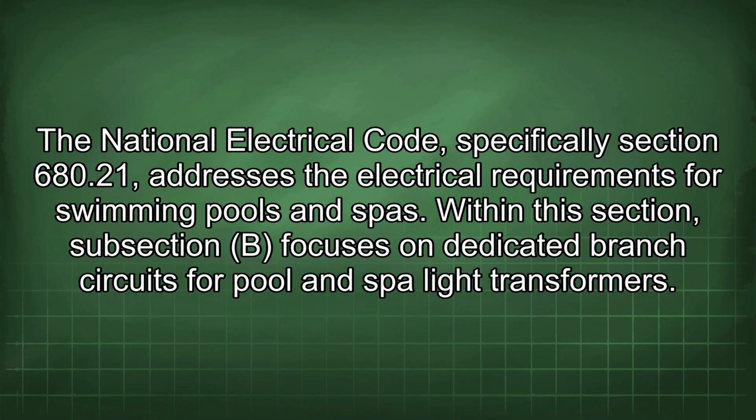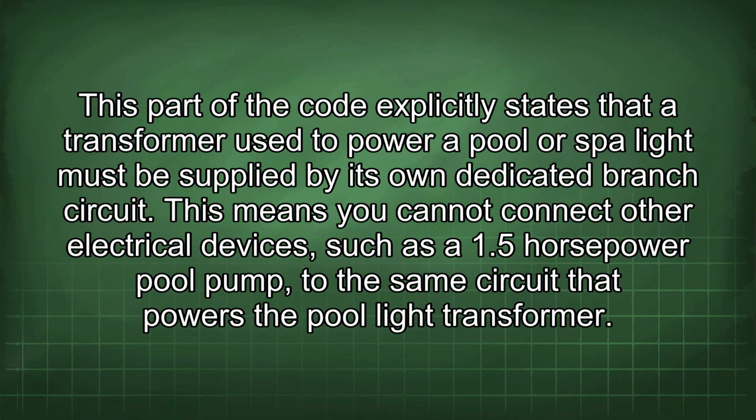The National Electrical Code, specifically Section 680.21, addresses the electrical requirements for swimming pools and spas. Within this section, subsection B focuses on dedicated branch circuits for pool and spa light transformers. This part of the code explicitly states that a transformer used to power a pool or spa light must be supplied by its own dedicated branch circuit.